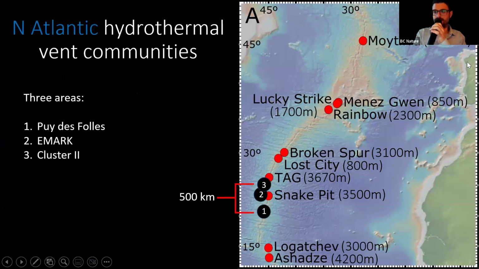And so here, this small green part here, that's Portugal. This here is Africa. And so we explore these 500 kilometers of the ridge, specifically 3 different points. The first point in the south called Puy de Fos, that's a French name. The second point called Imark, and the third point called Cluster 2.